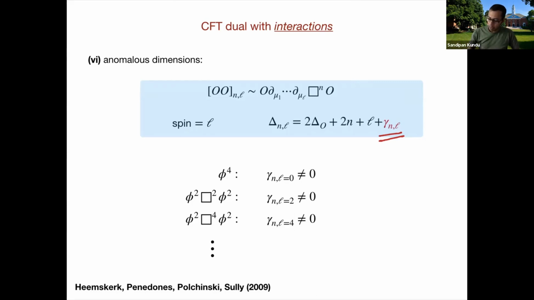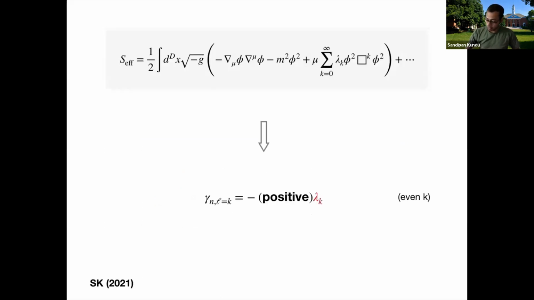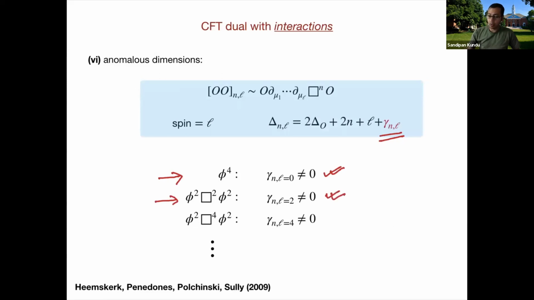Just to give you an example, when we include a phi to the 4th interaction, what it does in the dual CFT is it gives anomalous dimension only to spin 0 double trace operators. Now if I also include something like a phi square box square phi square interaction, that leads to anomalous dimension to spin 2 double trace operators. Similarly, if I add something like phi square box 4 phi square, I have anomalous dimension to spin 4 double trace operators. So there is a very nice connection.